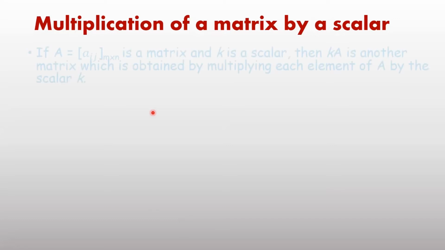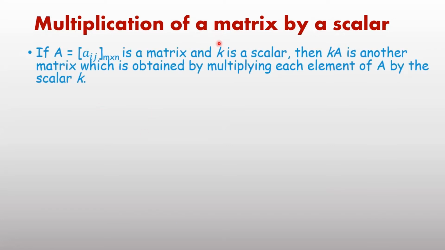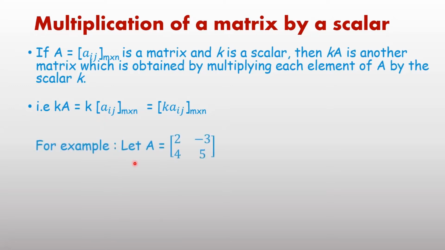Now next, multiplication of a matrix by a scalar. If you multiply any matrix by a scalar quantity k, then you can say each and every element of matrix A is multiplied by k. For example, matrix A is given as 2, minus 3, 4, 5. Then B as k, we can write k into matrix A, means 2, minus 3, 4, 5. Then multiply each and every element by k, means 2k, minus 3k, 4k and 5k.